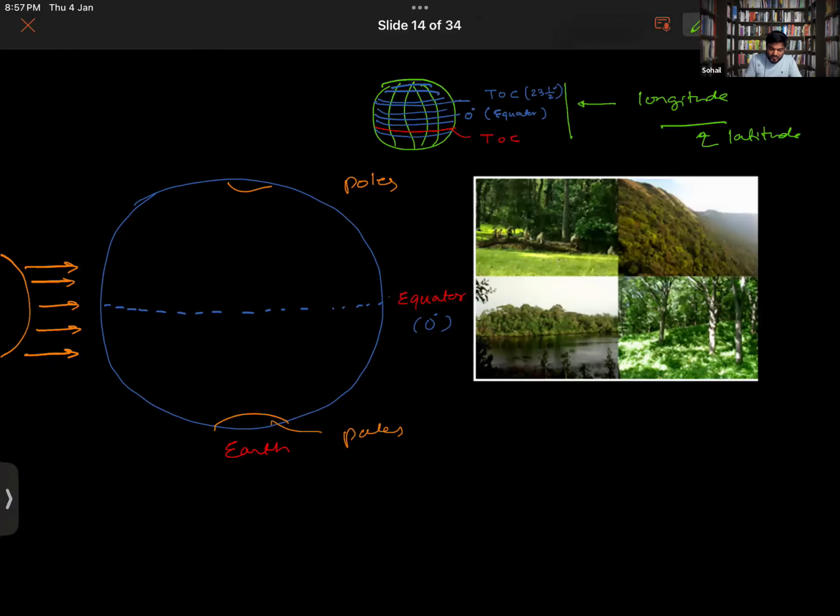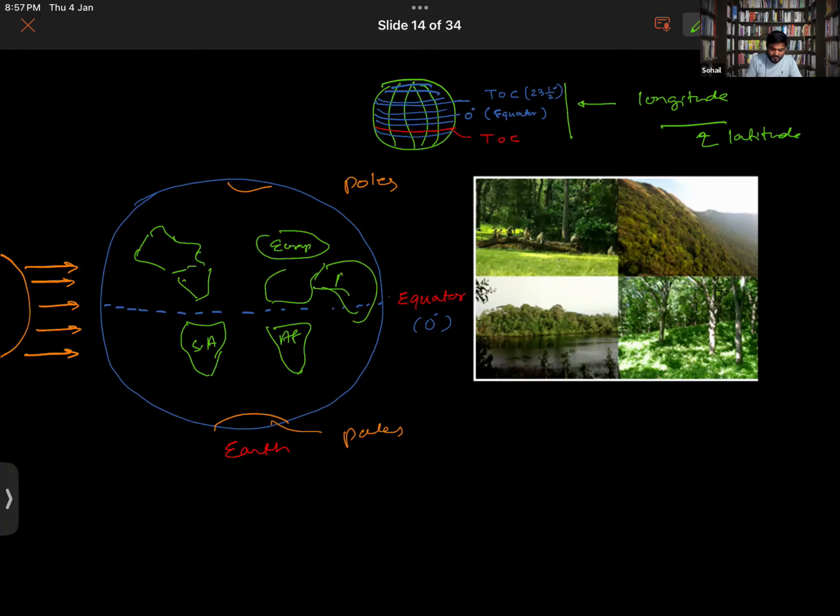Also, you know that this is basically the map of the world. North America, South America. This over here is Africa, and this here is the Middle East, and here you have Europe, and here you have Asia. Clear so far?